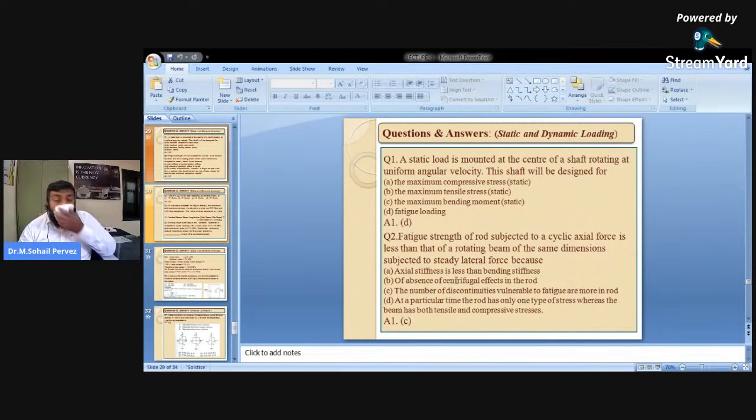Because, why will it be less than this rotating beam? So let us again take this rotating beam. This beam is rotating, a rotating beam of the same dimension subjected to steady lateral force. Now in this case, the load is steady, but the shaft, or the beam, is rotating.